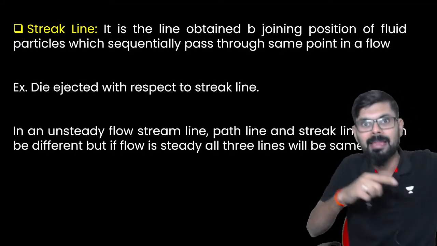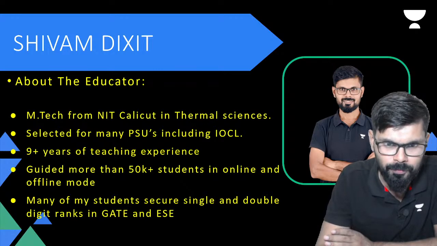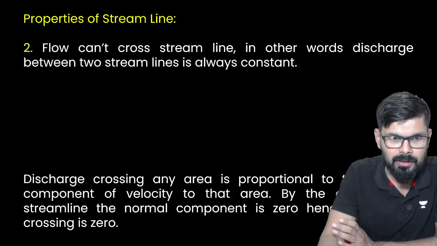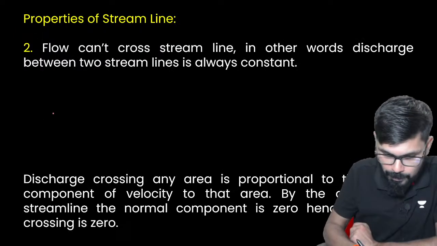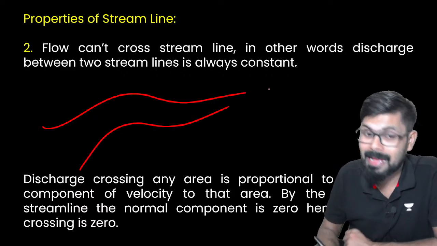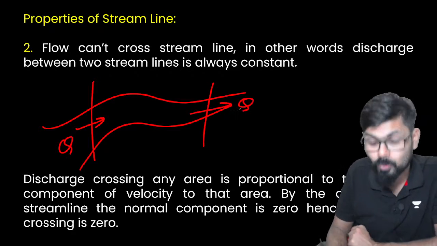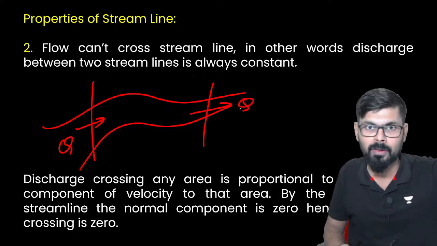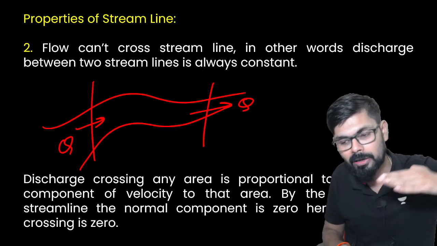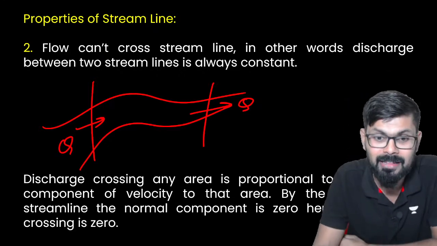And if two streamlines are there, between two streamlines, I already proved this, and I will prove it in future also. Suppose two streamlines are there, something like this. Between these two streamlines, the discharge is going to be constant, because whatever Q will enter, the same Q will go out. Whatever particles are entering cannot cross the line. You are getting this imaginary line.